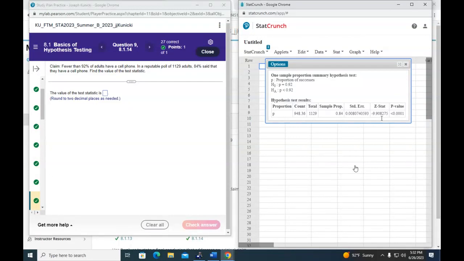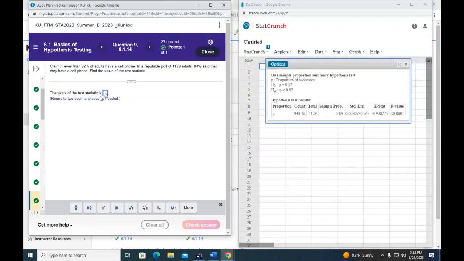So there's the p-value. The p-value is really small. And this is on the z-axis, remember, 99.7% of the data is within 3 standard deviations of the mean. We're almost 10 standard deviations to the left. We're way in the left tail. So it's significant by all reckoning. So let's make sure it's 2 decimal places. The number they want from us is minus 9.91.